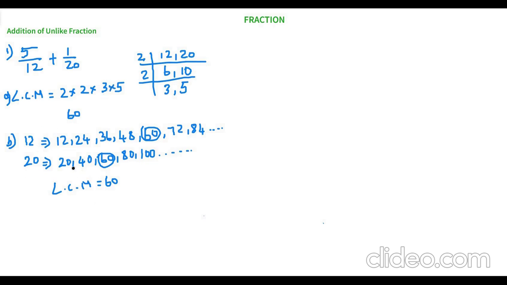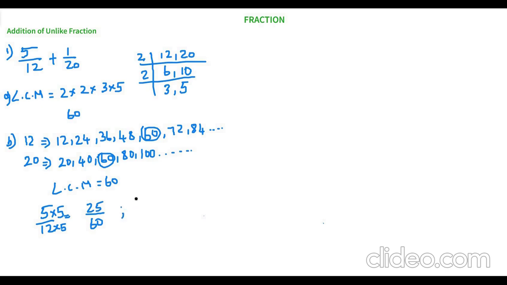Now since we have got the LCM as 60, we have to make our denominators 60. Then both would become like fractions. Let me take 5 by 12. I have to make the denominator 12 become 60. How? 12 times 5 is 60. So I have multiplied 12 by 5. Whatever I do with the denominator, I will do the same with my numerator. So 5 will also be multiplied by 5. 5 times 5 is 25. So I've got the first one.